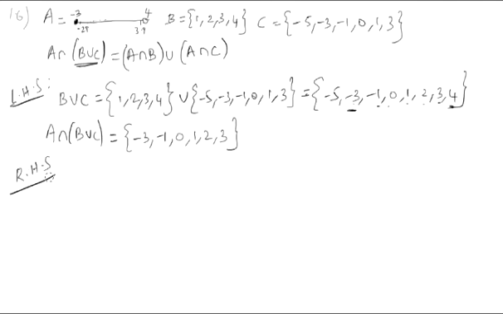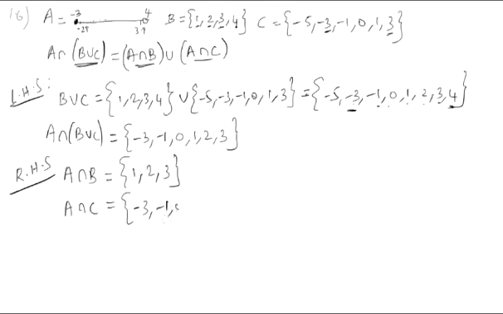What is your right hand side? First, compute A intersection B. A intersection B will be what? Again, excluding 4, all the other elements, because 4 is not included. So you will have 1, 2, 3. What is A intersection C? Let's see, A intersection C. So it's from -3 to 3: -3, -1, 0, 1 and 3.